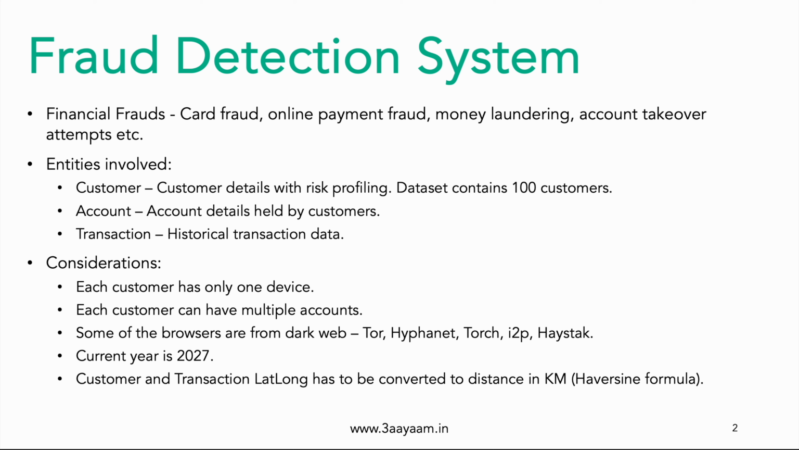Now, in this project, there are only three entities involved: customer entity, account entity, and transaction entity. The customer entity would contain customer details with risk profiling, and this dataset contains only 100 customers. The reason I'm not providing too many customers is that I wanted to make sure that you implement this end to end and actually see the results to check whether your implementation is correct or not. So that's why we'll be using only 100 customers. Then we have the account file, which contains account details held by customers, and a single customer can have multiple accounts. Finally, there are transaction files which would contain historical transaction data.